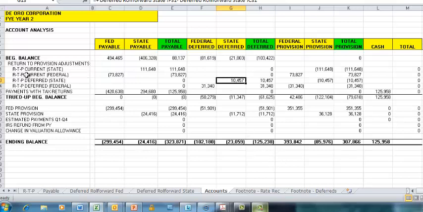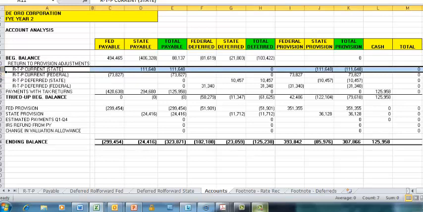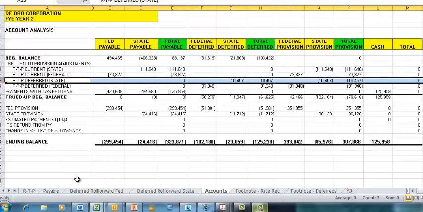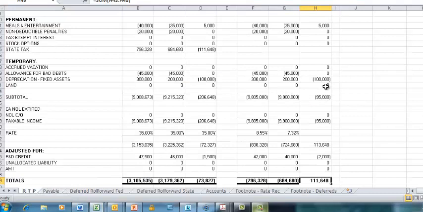Okay, so we booked our state current entry. Now we're going to book our state deferred entry. When we looked at this schedule, there was a deferred item that changed, right? That $100,000 item, that's a temp item. So you would expect my state deferreds to be different.